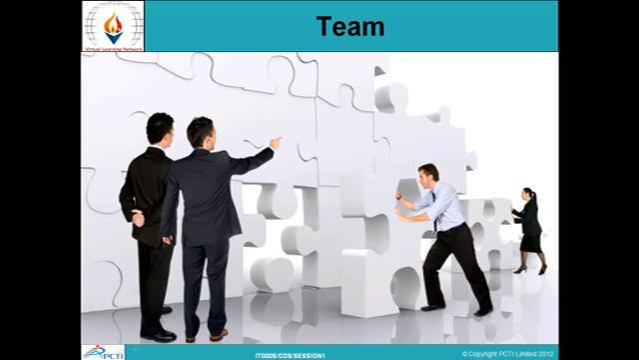What is team? A team is defined as a group of people who bring to the table a set of complementary and appropriate skills and who hold themselves mutually accountable for achieving a clear and identifiable set of goals. In a simple word, a team is a group of people working together towards a common goal.